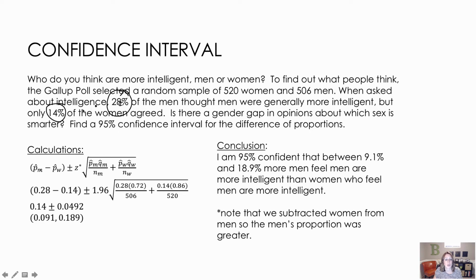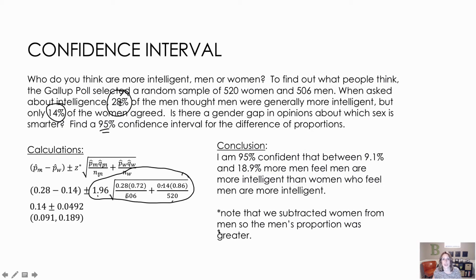So I have 0.28 minus 0.14, 1.96 because that's our 95% critical value, and then this is our square root of p hat q hat over n for men plus p hat q hat over n for women. Again, do yourself a favor and do all of that at one time in your calculator, but you should end up with 0.0492. Make sure you're not rounding this off to two places. A lot of people are making errors because they're rounding. Don't. And then I'm going to subtract and add.